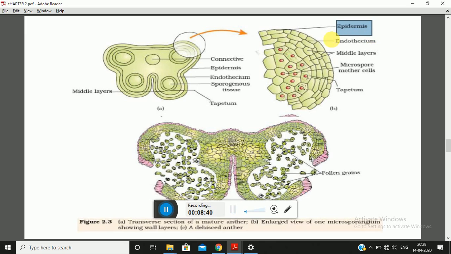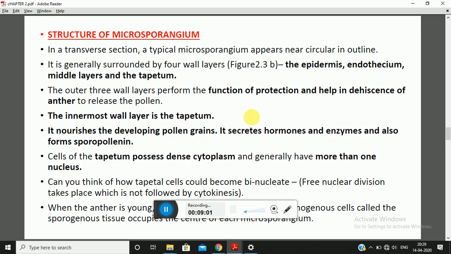If you see the transverse section, outermost is the epidermis, followed by the endothecium. Then there will be 1 to 3 middle layers, so the middle layers may vary from 1 layer up to 3 layers, and the innermost layer is known as the tapetum. Out of these, the epidermis, endothecium and middle layers perform the function of protection, and they also help in the dehiscence of the anther for the release of pollen.